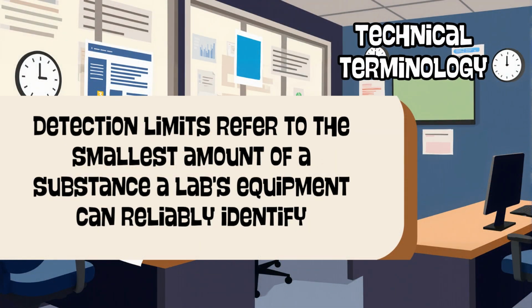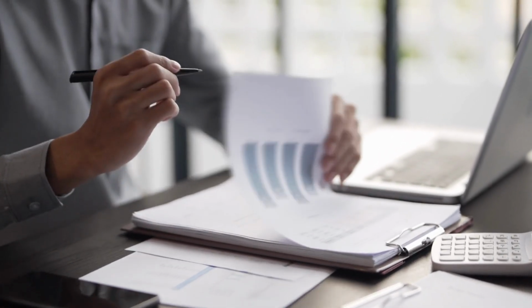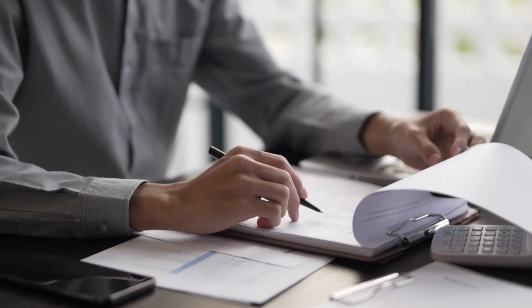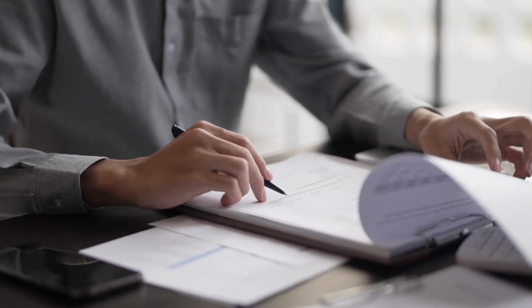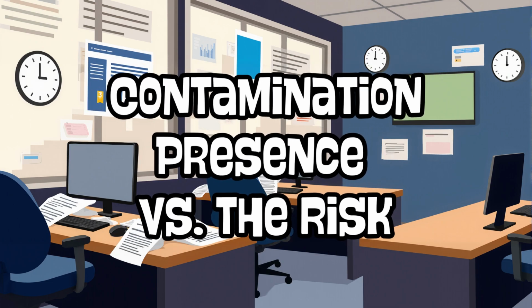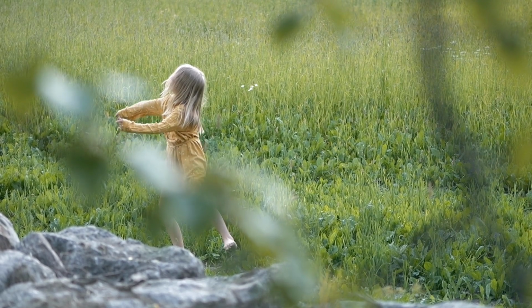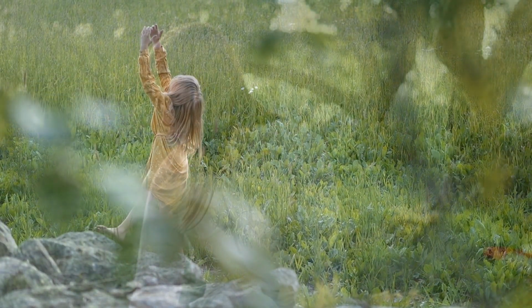Detection limits refer to the smallest amount of a substance a lab's equipment can reliably identify. If a report says a contaminant was not detected, that means it wasn't found at or above the lab's detection limit. It doesn't necessarily mean the substance is completely absent, only that if it's there, it's below the threshold the equipment can measure. It is important to understand the difference between the presence of a contamination and actual risk to your health. Many substances exist naturally in our environment, and modern lab equipment is sensitive enough to detect chemicals at levels far below anything that would cause harm.